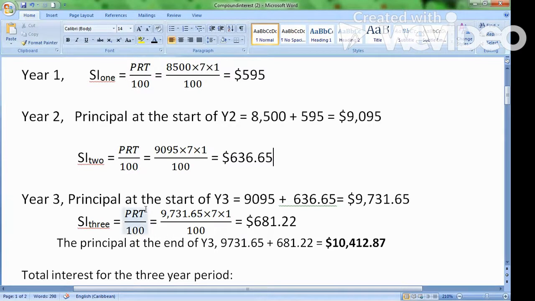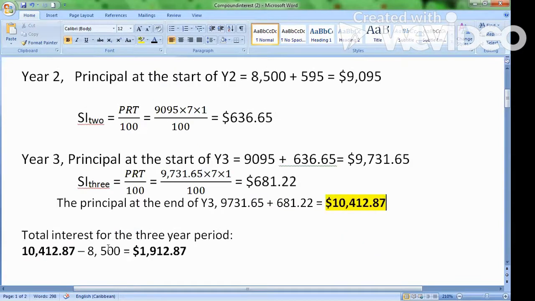So the same thing again. We get this interest here. So December 31st, year 3, this is the interest. All right. And to get the final money you would have in the bank, you add this final interest to year 3's principal. And the final money is what? $10,412.